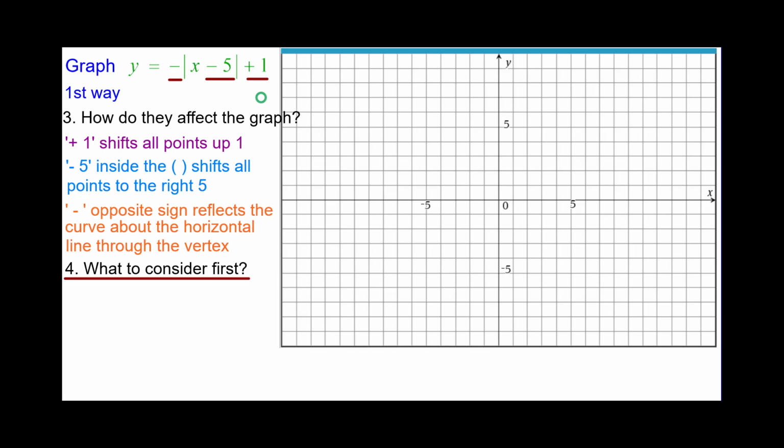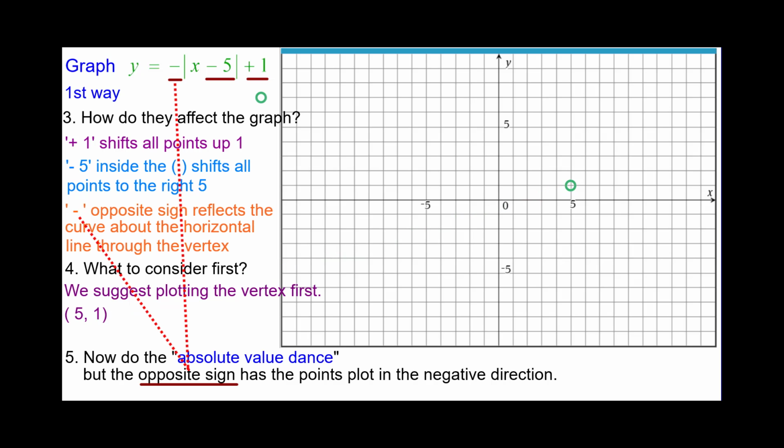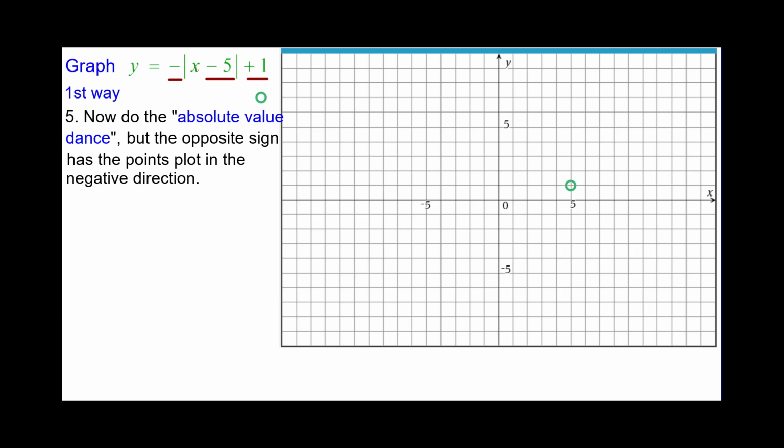Which one should we consider first? Well, we suggest that you plot the vertex first. And since everything goes to the right 5, the x-coordinate of the vertex will be 5. And everything shifts up 1, the y-coordinate will be 1. So plot 5, 1 as the vertex. And all of our points will be plotted relative to that using the absolute value dance. But we also have to consider the opposite sign that has the points plotted in the opposite or negative direction. This is going to open downwards.